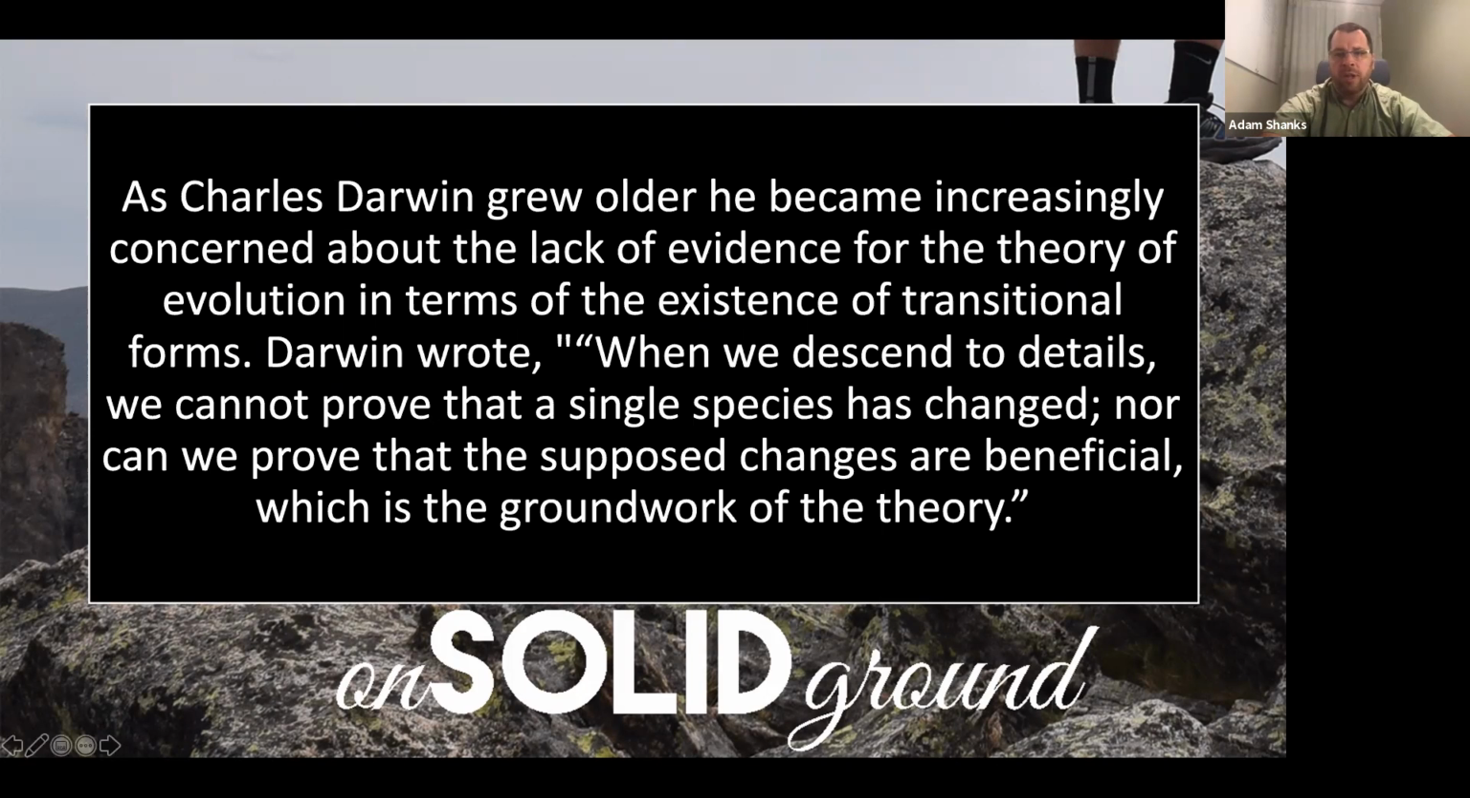Darwin wrote when he was talking about evolution, "When we descend to details, we cannot prove that a single species has changed, nor can we prove that the supposed changes are beneficial, which is the groundwork of the theory." I bring that up because I think sometimes we have let the name Charles Darwin become a byword. We've let it become, he was so evil. He just tried to pull the whole world away from God.